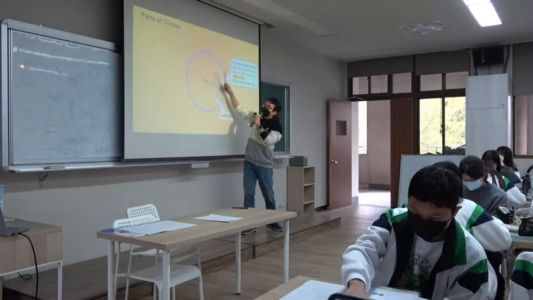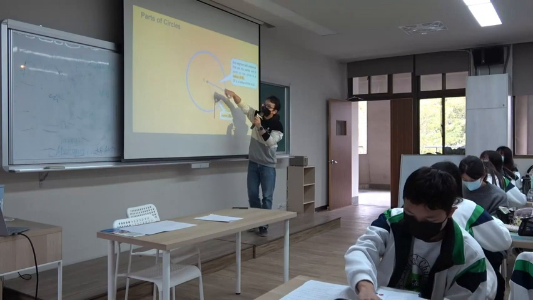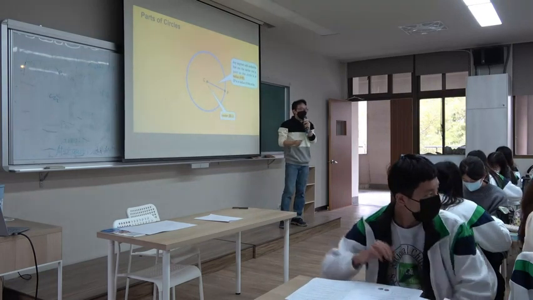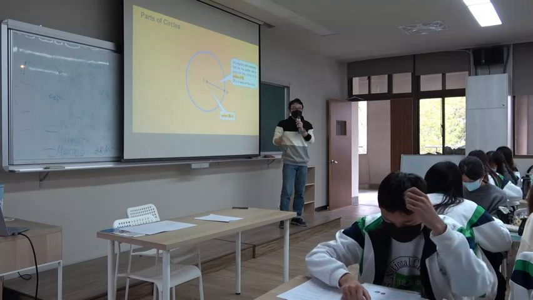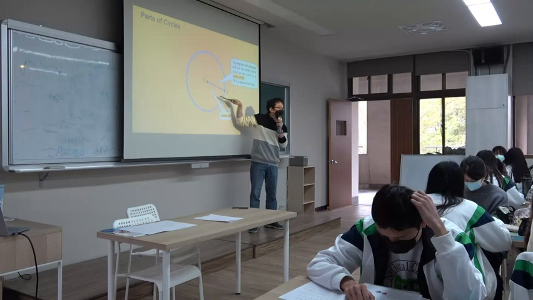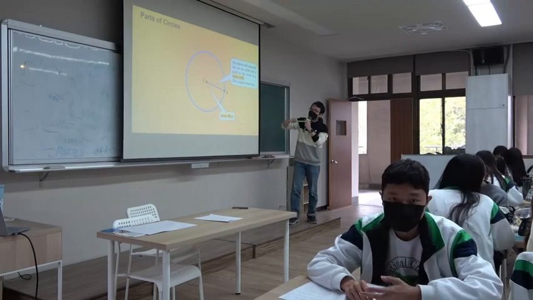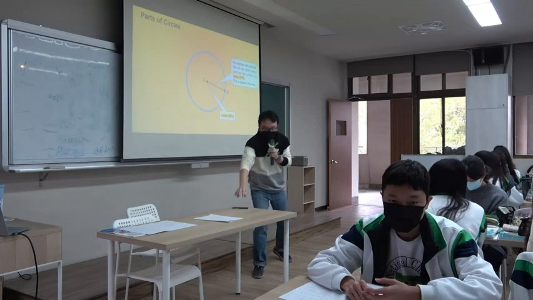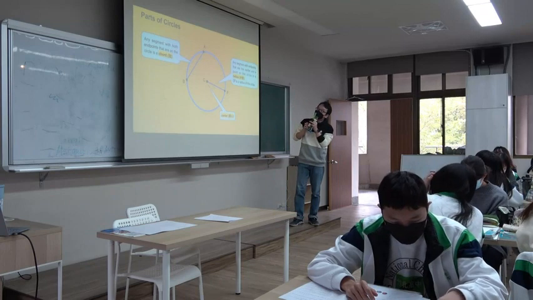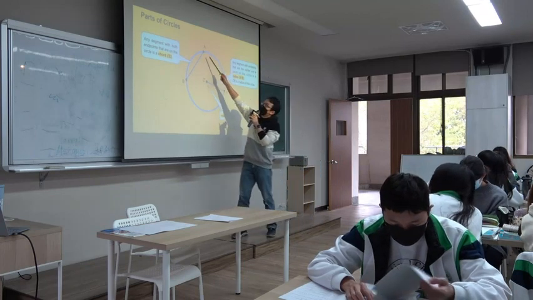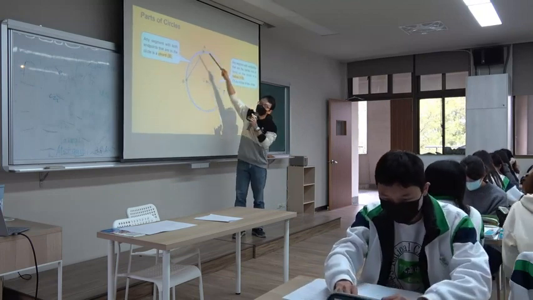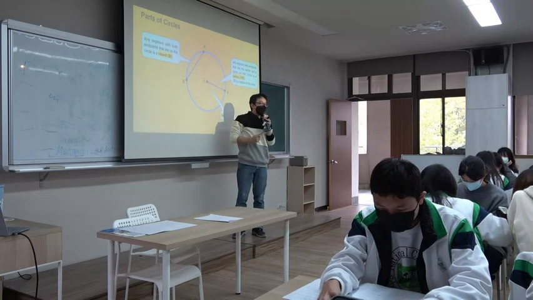Okay? There are many radii. But they have the same length due to the definition of circle. Right? Equal distance. Okay? Okay, that's radius. And the next term, any segment with both end points that are on the circle is called a chord.